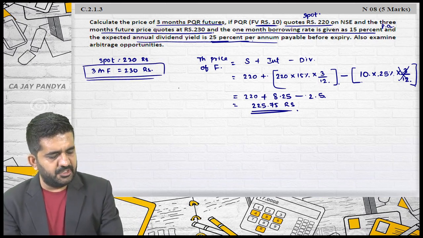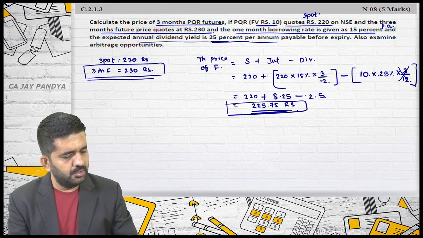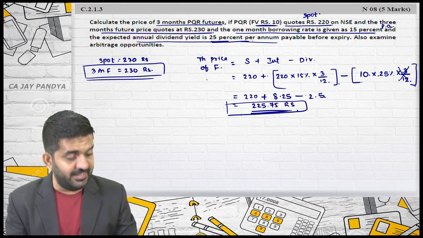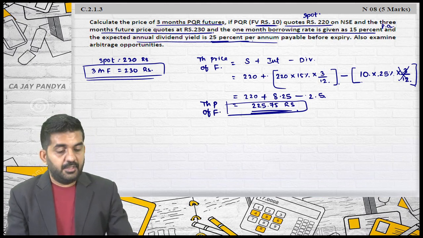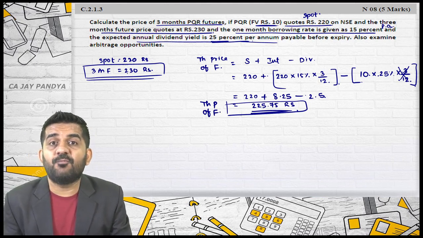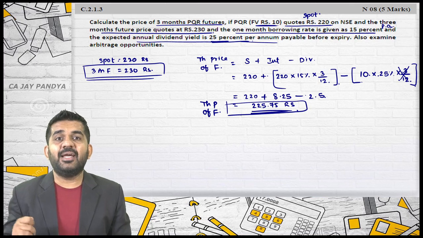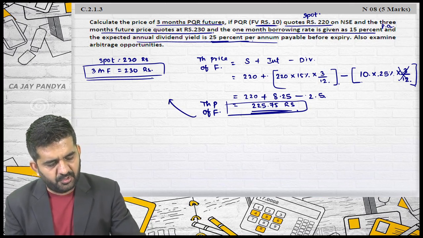Always compare these two. This should be the price. This is the theoretical price of the forward. This is the price of the forward. The market has overvalued the forward.